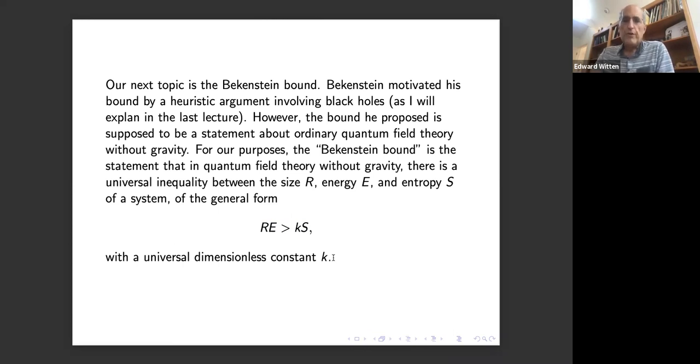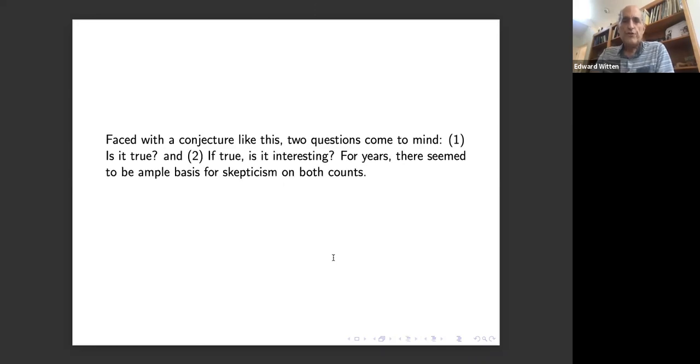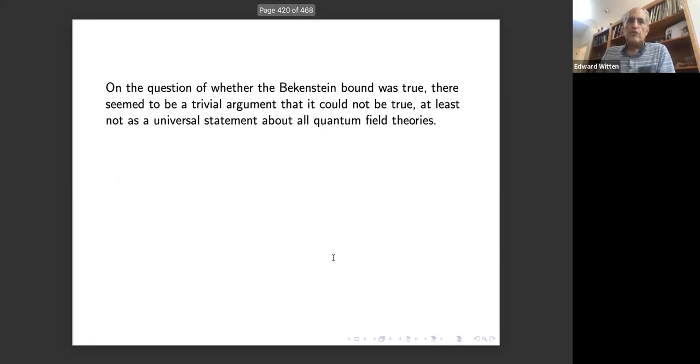So Bekenstein proposed something like that in 1980. Now, there are two questions that come immediately to mind. One is whether the conjecture is true, but another is whether the inequality is interesting. And for years, there was reason to be skeptical on both counts. So on the question of whether the Bekenstein bound was true, it seemed trivial that it couldn't be true in general.